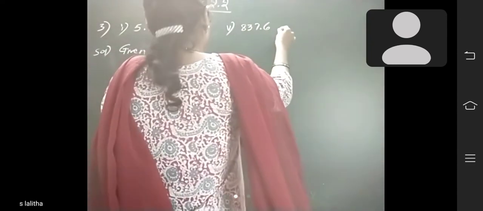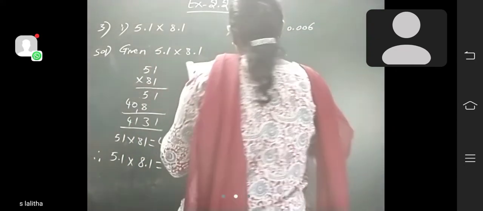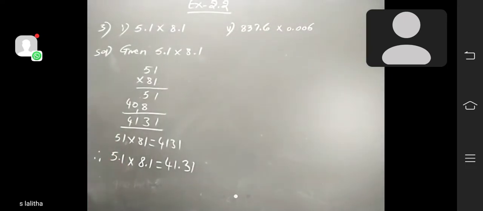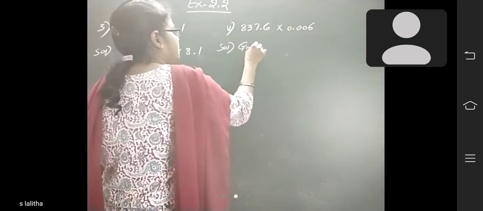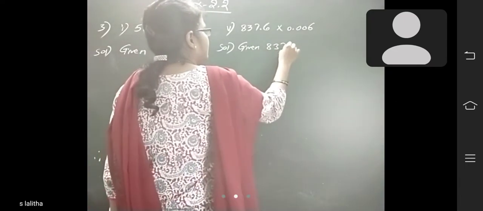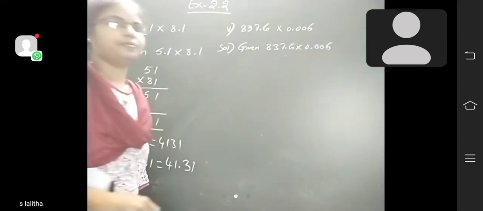837.6 into 0.006. So what is given? Given 837.6 into 0.006. Okay.